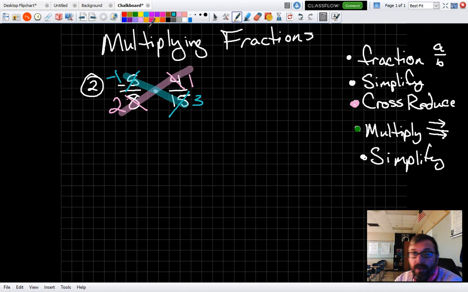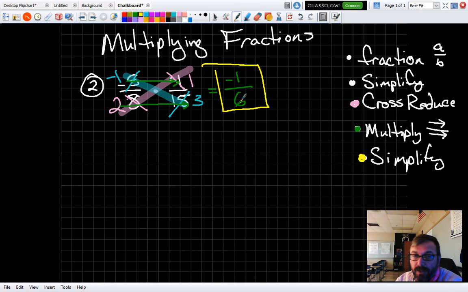So I've cross-reduced. Now I'm ready to multiply, and I'm going to multiply straight across. So -1 times a +1 is -1. And I'm going to multiply straight across the bottom. 2 times 3 is 6. So I have -1 over 6. And then my last step is simplify. But -1 over 6 is simplified, so that's my answer.